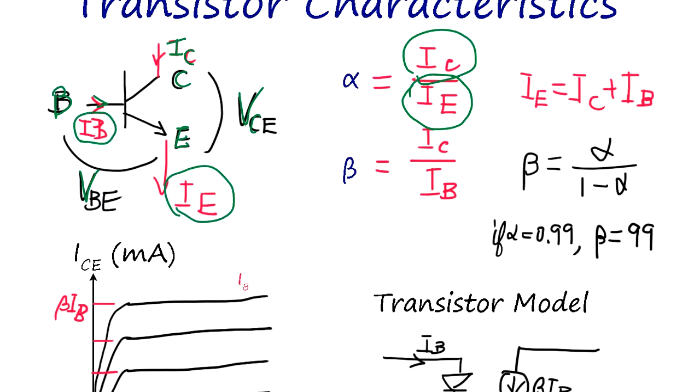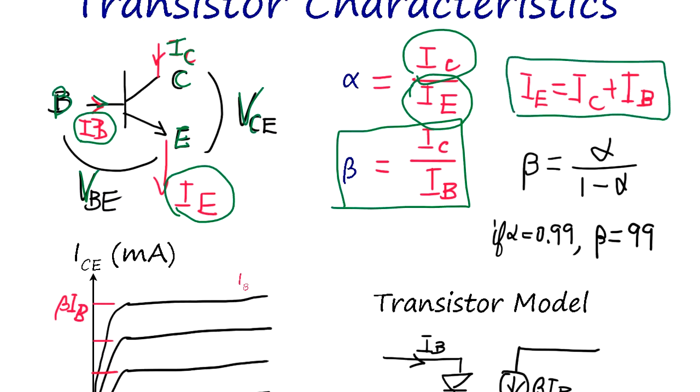So beta is defined by IC over IB, because IE equals IC plus IB. Both currents, this and this together, will be IE, right? So beta is alpha over 1 minus alpha. Say beta is typically 100. Okay.